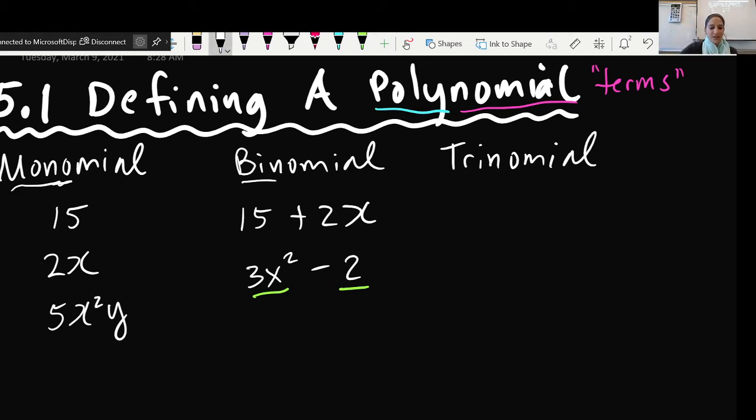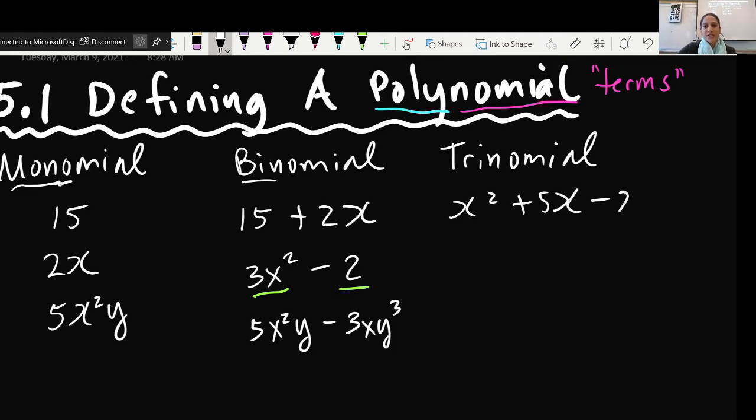If we had something like 5x squared y minus 3xy cubed, there's a lot of stuff going on there, but they're only two separate terms. Do we get the idea of that definition and what they are? And then trinomial, I feel like you probably know this. What's a trinomial? 3 terms. So we could have, let's say, x squared plus 5x minus 2.